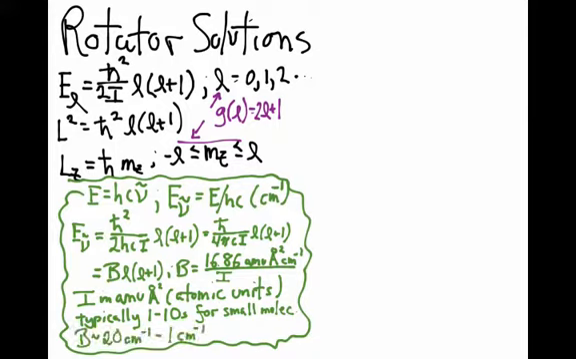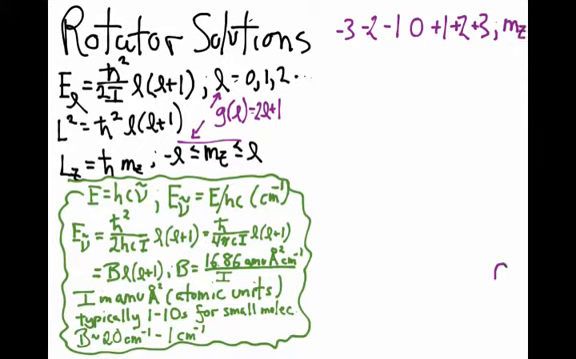And this means the B value goes from, let's say, 20 wave numbers down to about 1 wave number, and then for larger molecules it can get much, much less than 1 wave number as well. So now let's look at this degeneracy in a different way.